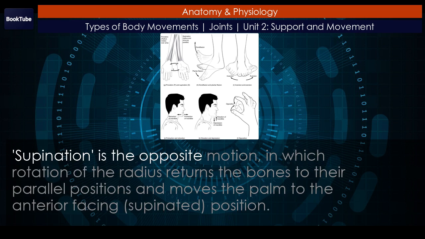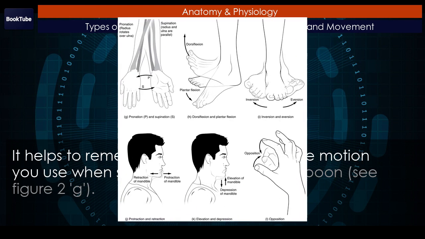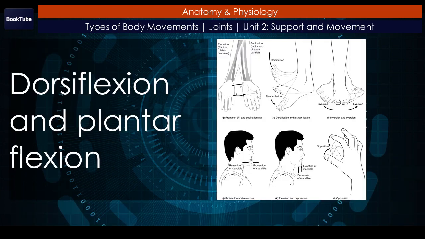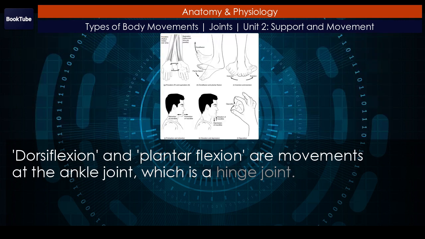Supination is the opposite motion, in which rotation of the radius returns the bones to their parallel positions and moves the palm to the anterior facing, supinated position. It helps to remember that supination is the motion you use when scooping up soup with a spoon. See Figure 2g. Dorsiflexion and plantar flexion. Dorsiflexion and plantar flexion are movements at the ankle joint, which is a hinge joint.